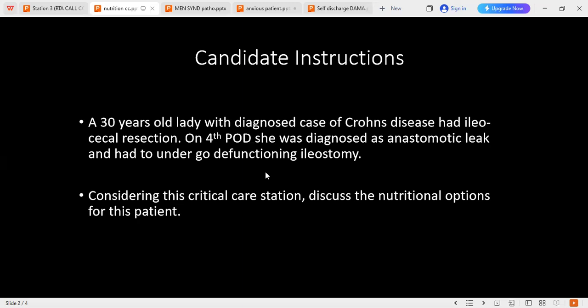So these are all the other conditions in which it is needed. Right. What do you understand by the term enteral nutrition?